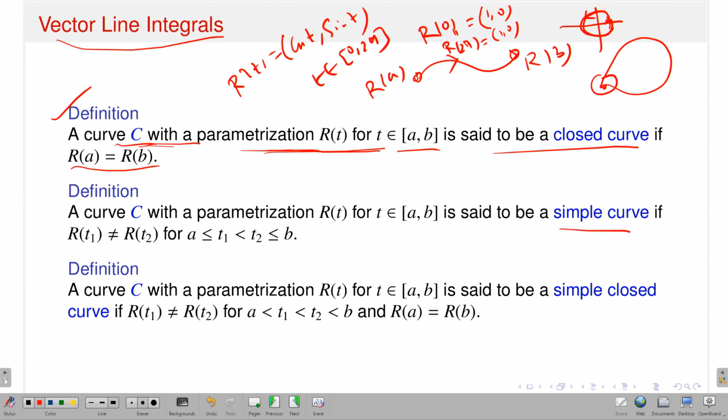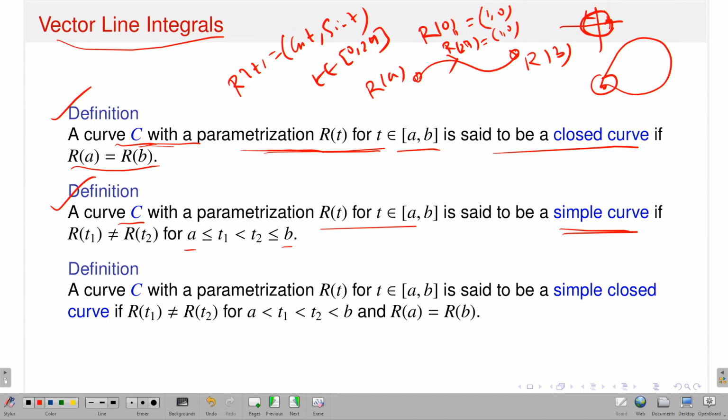What is the definition of a simple curve? A curve C with parameterization R(t), t running over the closed interval [a, b], is said to be simple if R is injective except at the two endpoints. That means except at a and b: if t1 is strictly less than t2, with t1 greater than or equal to a and t2 less than or equal to b, then R(t1) is not equal to R(t2).